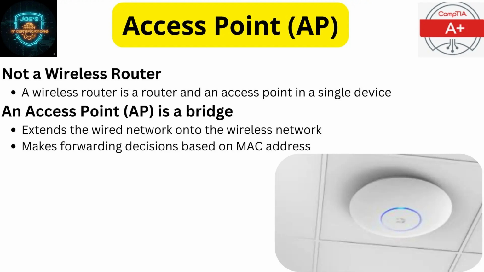Because of that, an access point is making its forwarding decision very similar to a switch because it's looking at the destination MAC address. That means the access point will evaluate a frame and determine if that frame needs to go out the wireless network or if it should be forwarded onto the wired network.